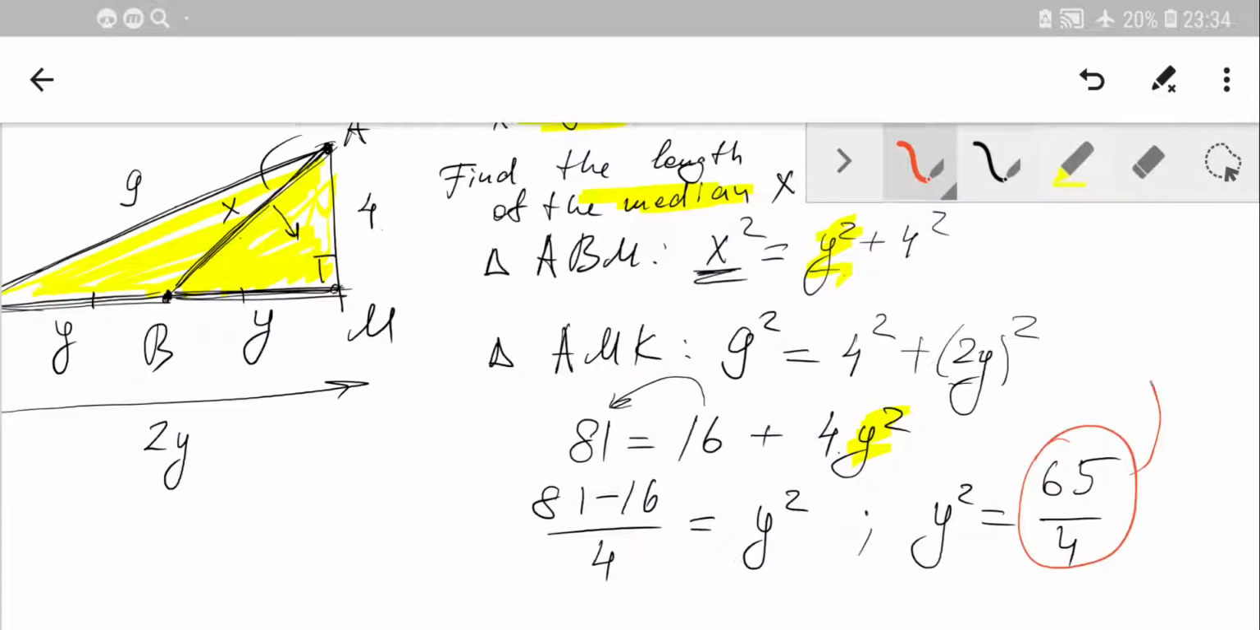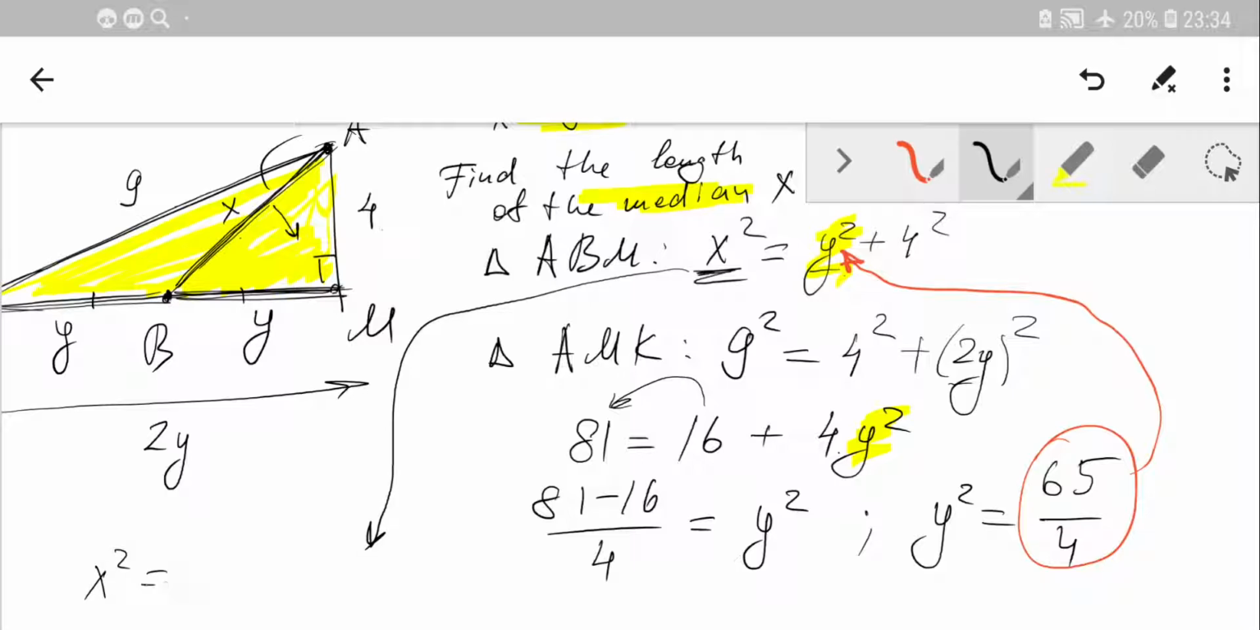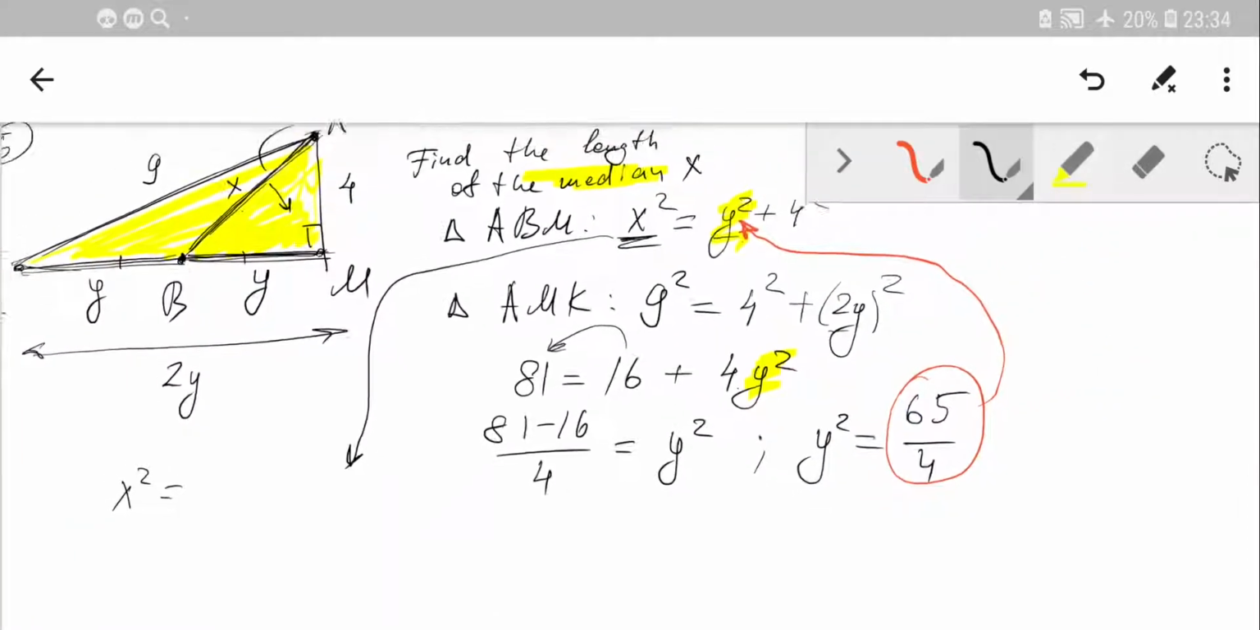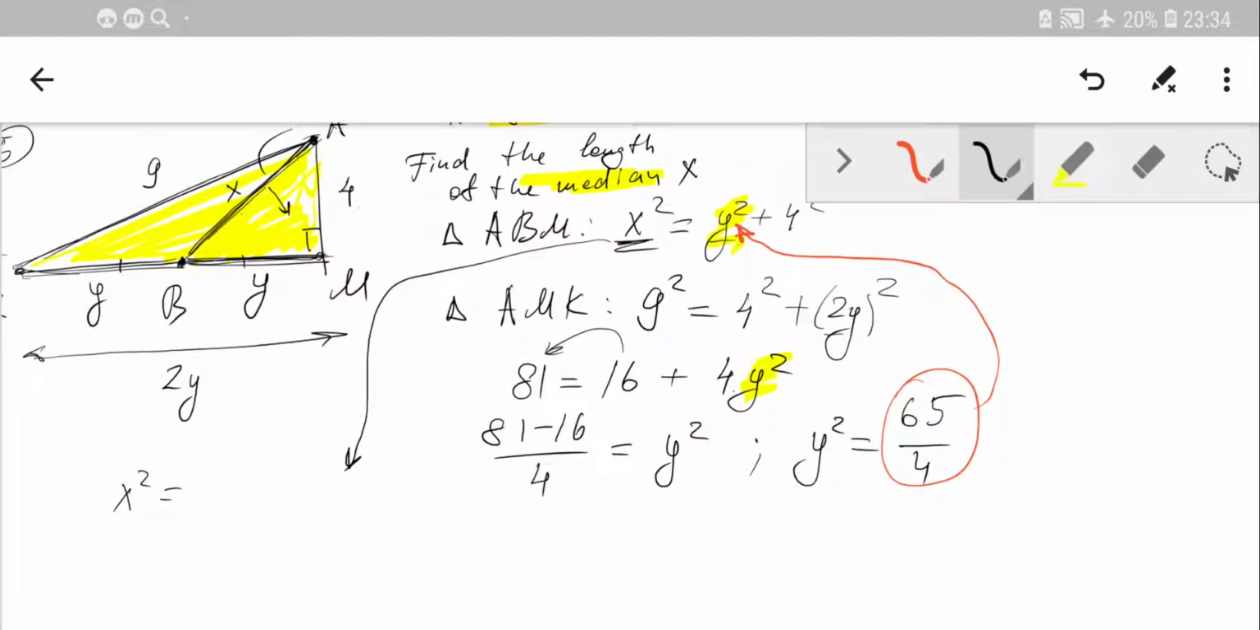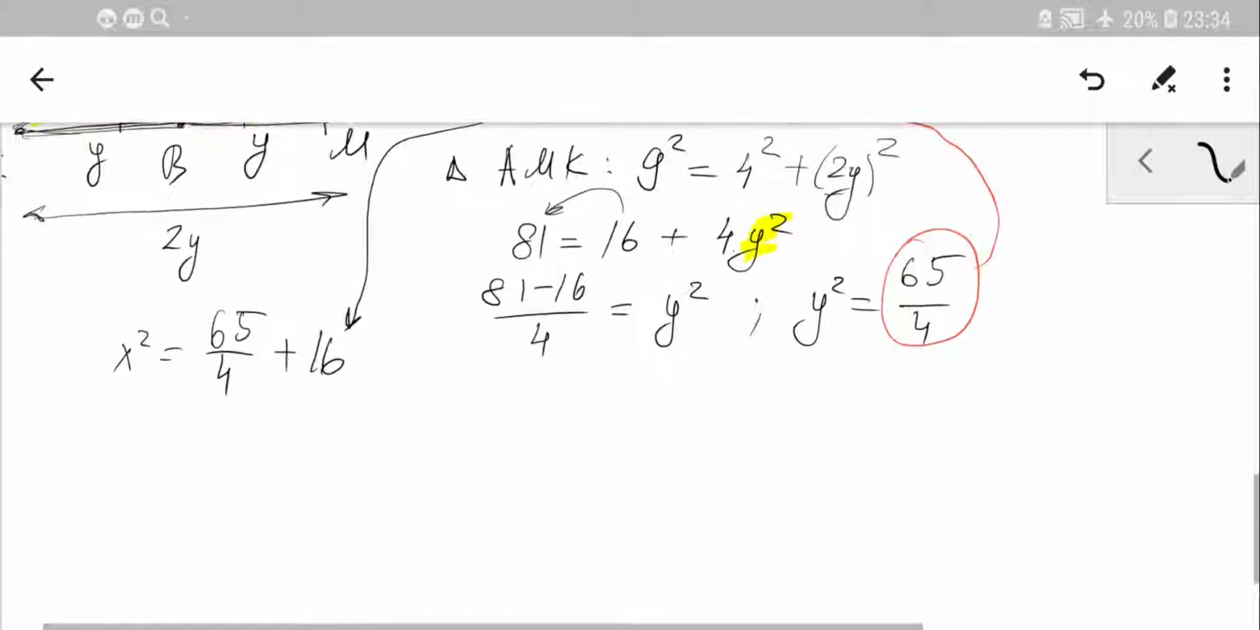Just right here, the way back, in order to find x. Okay, so I just rewrite this equation here. x squared is, so let's figure out what x squared is: y squared, which is 65 over 4, and we need to add 6, so 4 squared is 16. Okay, now we got the answer.